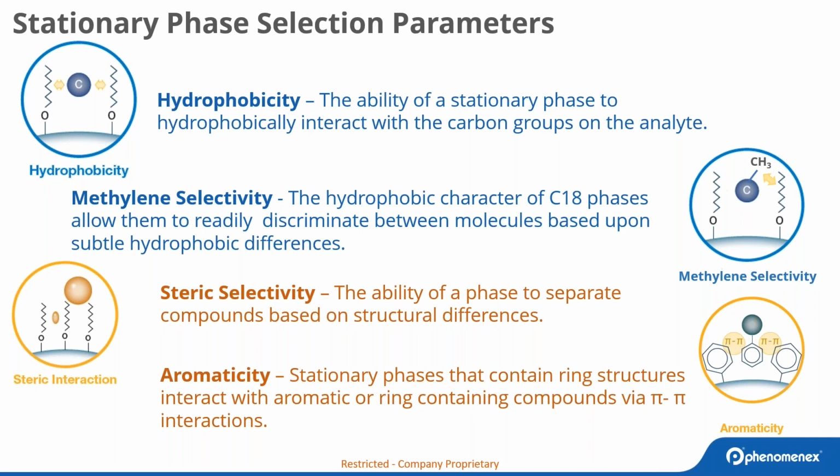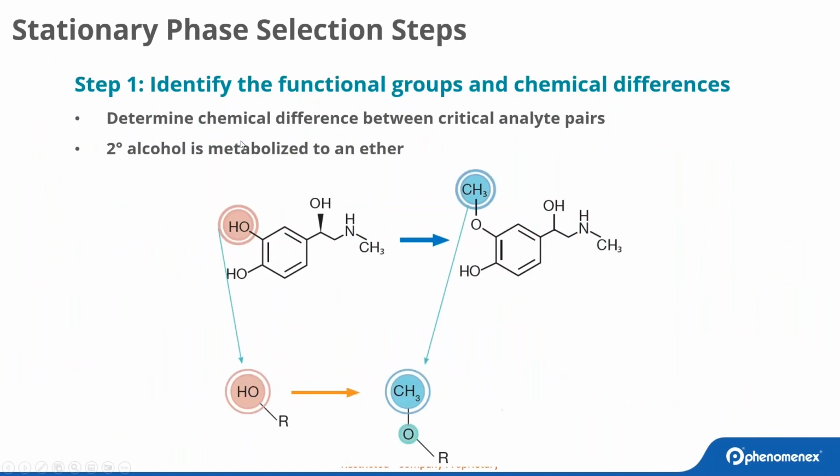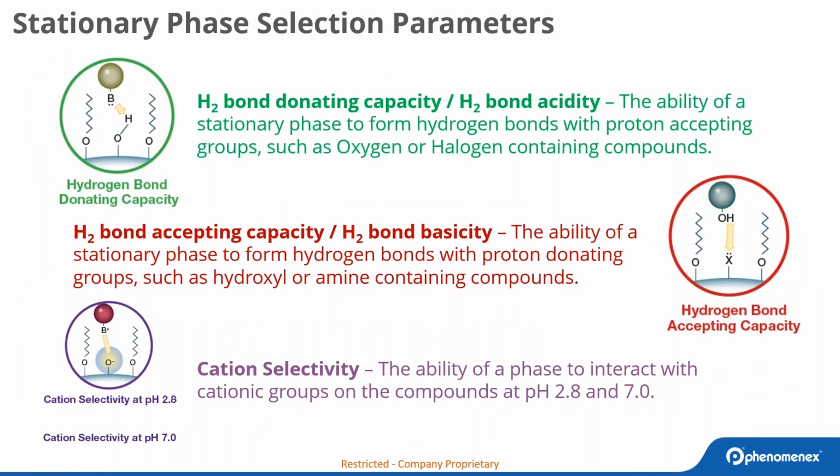Then there's steric selectivity. So this is the ability of a phase to separate compounds based on structural differences. And then there's aromaticity. So this is stationary phases that contain a ring structure that can interact with an aromatic or ring-containing compound via pi-pi interactions. Then you also have hydrogen bond donating capacity. So this is the ability of a stationary phase to form hydrogen bonds with proton accepting groups such as oxygen or halogen-containing compounds.